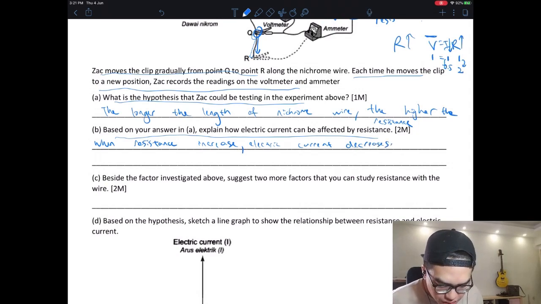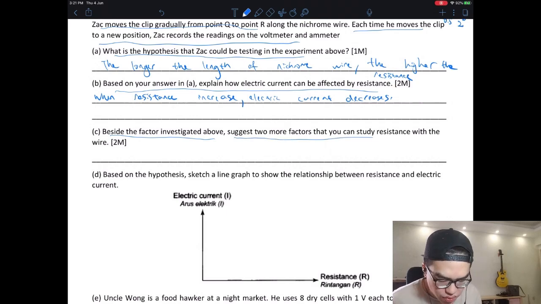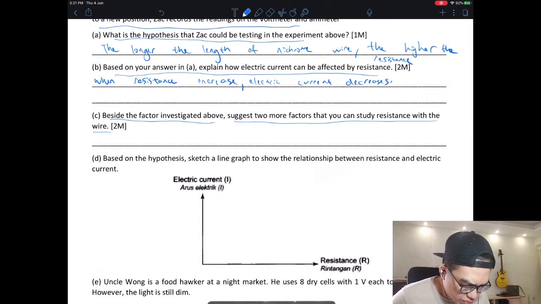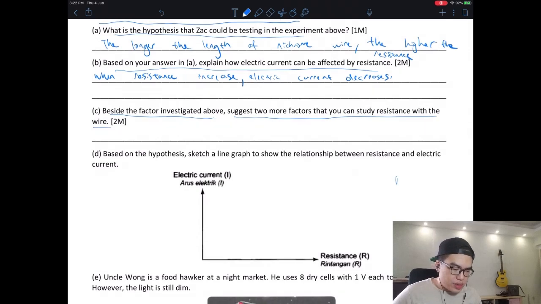Besides the factor investigated above, suggest 2 more factors that you can study resistance with the wire. I'm not too sure what this question wants. Are they asking how you affect resistance? Let's talk about resistance. A few things can affect resistance. Number one is the length: the longer the length, the higher the resistance. One more is area. This is reverse: the smaller the area, the higher the resistance.